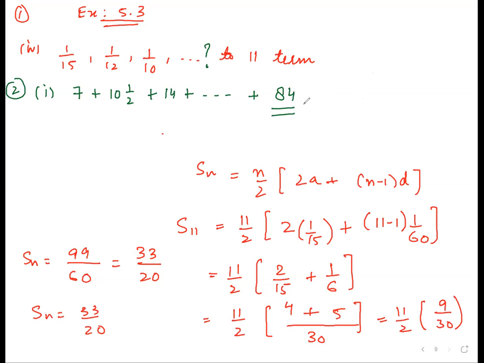Okay. Yes. So Sn will be n by 2 into A plus L. This you can use here because you know the first term and you know the last term. But do you know n here? What will you do?